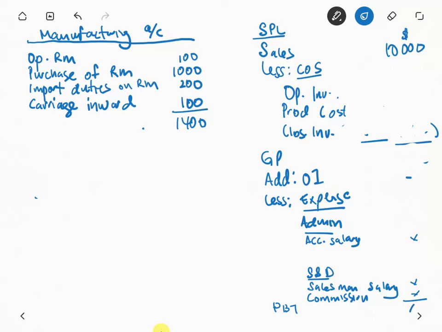When you buy from overseas, must you pay import duty on the purchase? Yeah, plus or minus? Plus. You buy 1,000 from UK, but the customs have charged you 200. So your total purchase is 1,200, you plus. And then they send it all the way to Portland. Must you pay someone to transport it from Portland to your warehouse? Yeah, carriage inward. All this is related to purchase of raw mat. Plus.